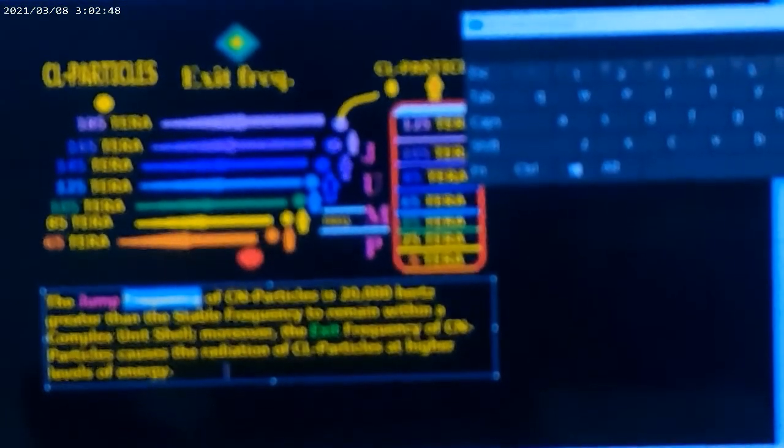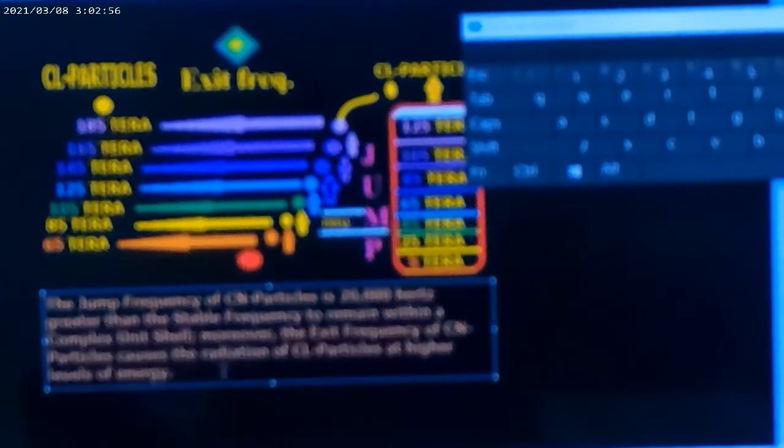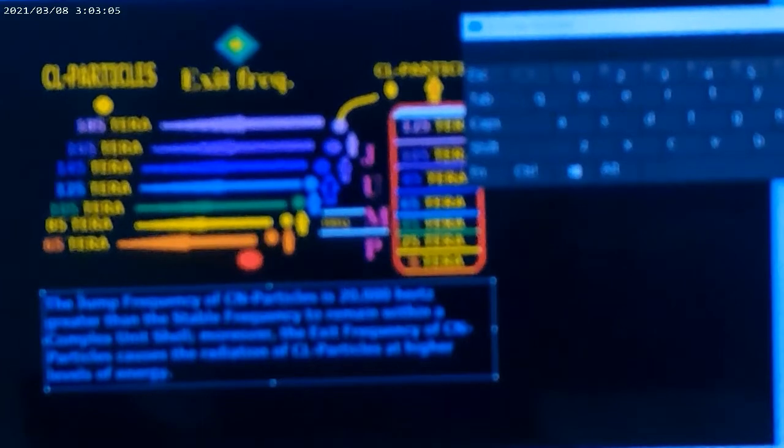Or you know what? We'll put this in... that's bland. Finding a color. Here we go. Got fluorescent pink. Got green. Put this in yellow. 20,000 hertz.